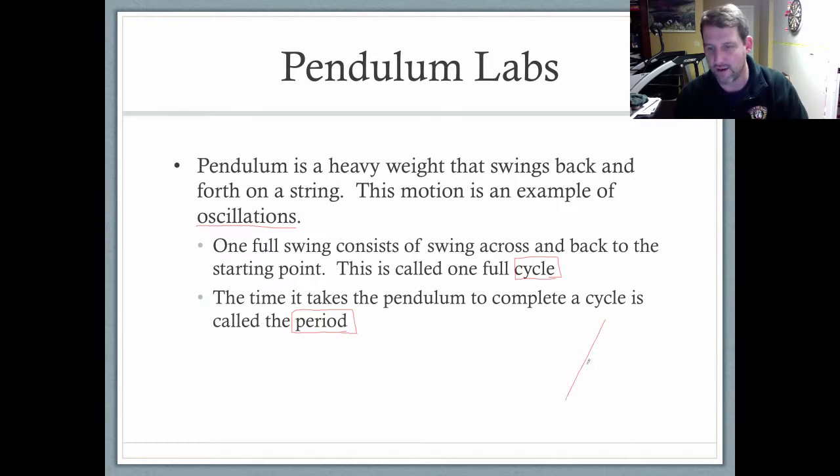So if we're looking at a pendulum, we have a heavy thing hanging from a string. It's going to swing to this place in the future, over on this side, and back. So there and back, that's a cycle. And the time it takes is the period.